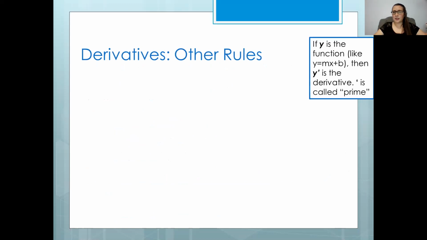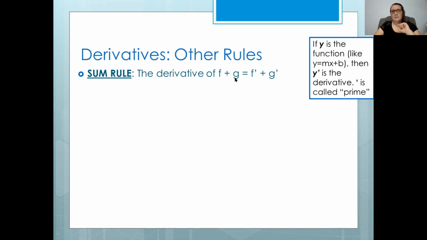Okay, so some other rules that I'll just introduce to you. First of all, the sum rule. If we're dealing with a function that's two things added together, then here's how the rule reads out. The derivative of the function f plus g equals, and here's this symbol, we call it f prime. That apostrophe means prime, and that's a symbol for derivative as well. So we take the derivative of the first part of the function and then add it to the derivative of the second part of the function. So f plus g, the derivative of that gives us f prime plus g prime.